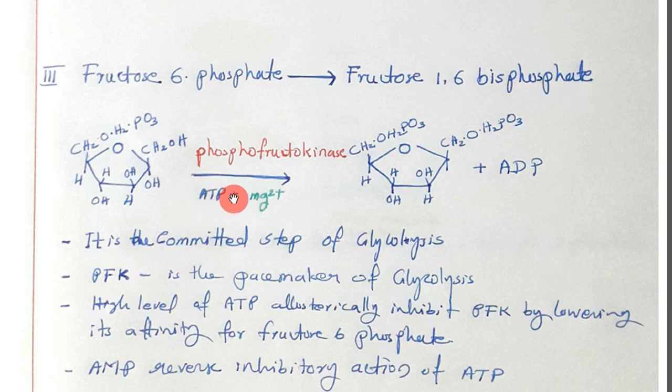Here one ATP is utilized. Using the energy of ATP hydrolysis, phosphate is added to the 1st carbon atom of the fructose 6-phosphate with the help of the enzyme phosphofructokinase, or simply PFK. This is the most important enzyme in glycolysis, that is PFK.